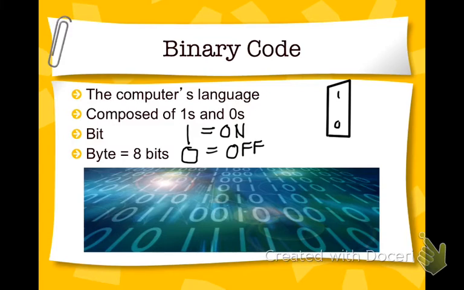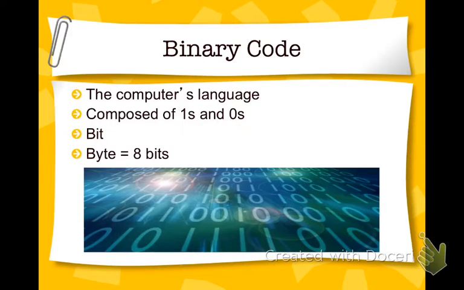Okay. Now I want you to understand kilobyte. Kilo means 1,000. Then we have megabyte. Mega means 1 million. Then gigabyte, 1 billion. So we have all these different things we're going to work on.